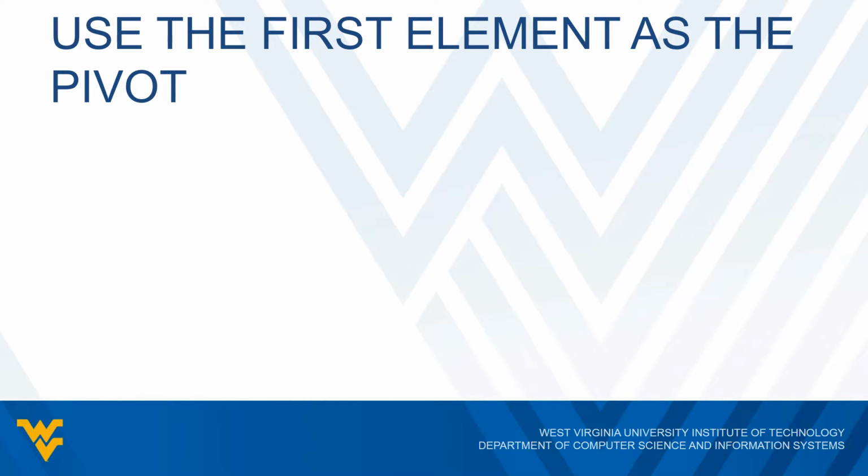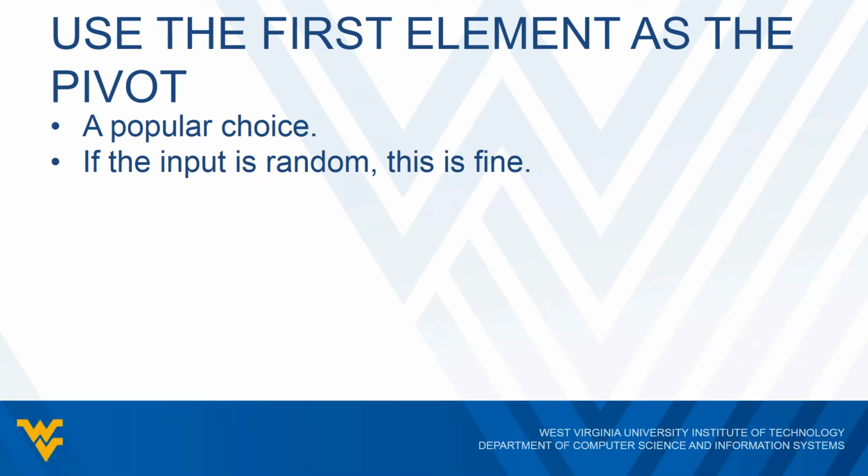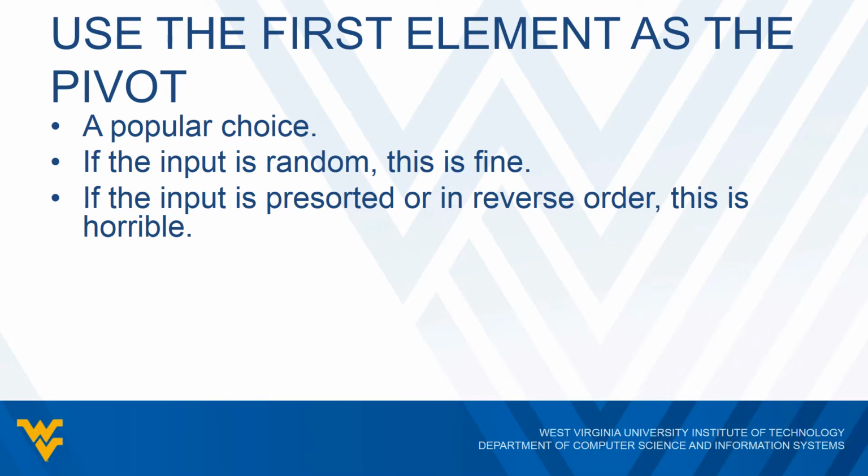One approach we could use for picking the pivot is just pick the first element. Let that be the pivot. In fact, this is actually a pretty popular choice. Now, here's the thing if we use the first element. If all the elements in the array are random, this is fine. So if our input is random, we don't have any issues with this. However, if the input is pre-sorted or it's in reverse order, this is going to be a disaster.